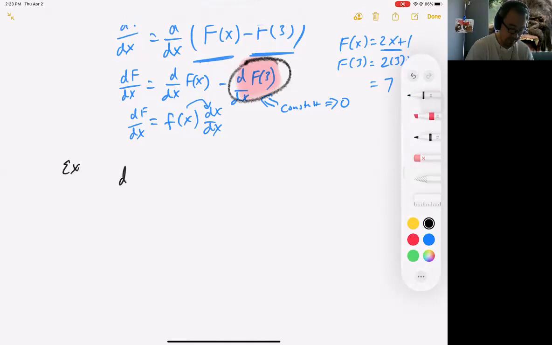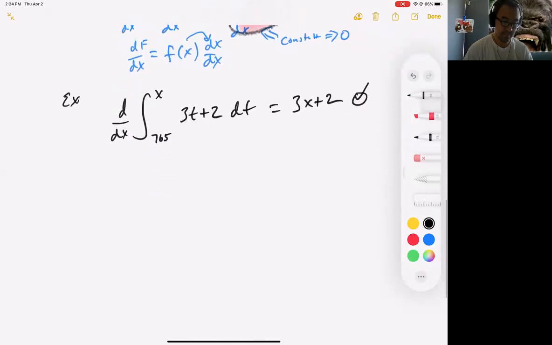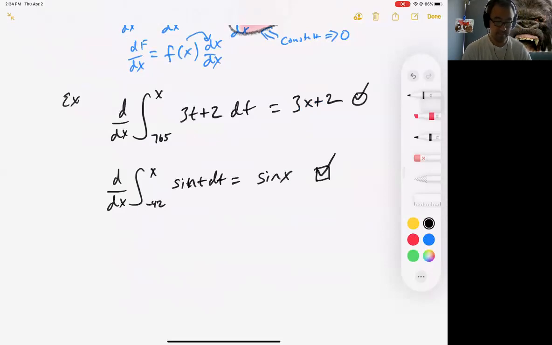What happens if I take the derivative of a problem, give myself 765, making it up, to x of 3t plus 2 dt? The answer is 3x plus 2. Done. d over dx, integral of negative 42 to x of sine of t dt is sine of x. Done. Because what does a derivative and integral do to each other? In essence, they should cancel out. And what happens is the variable gets plugged in.